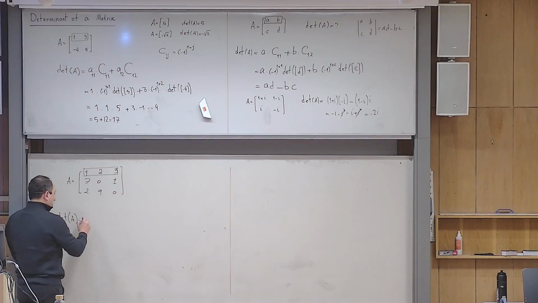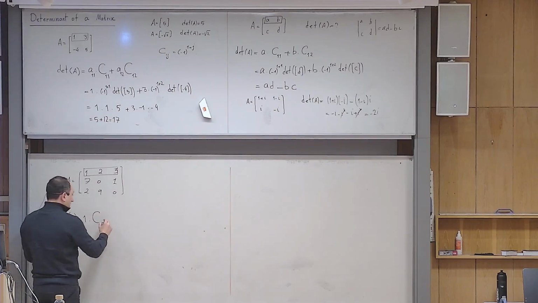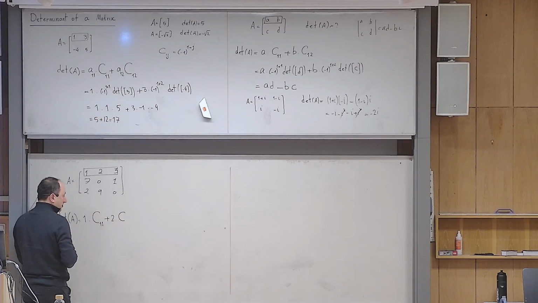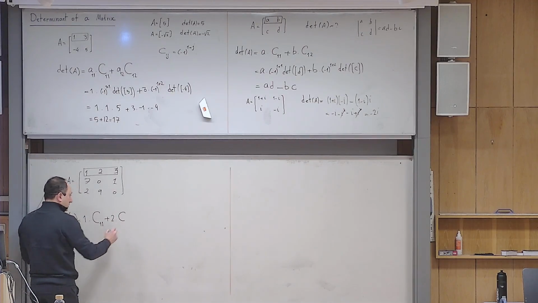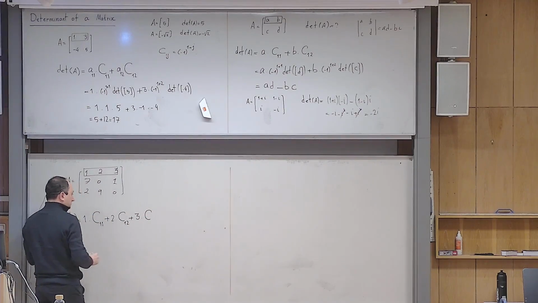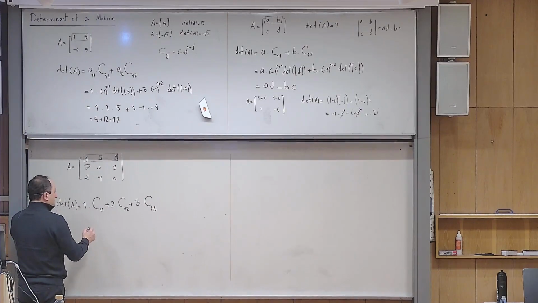So I write 1, but multiplied by what? C1,1. And then I write 2, multiplied by what? C1,2. I want you to memorize the method right now. So then plus 3 multiplied by capital C1,3. And now I go to the next step.